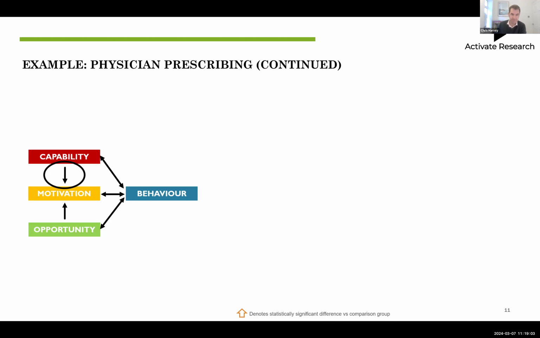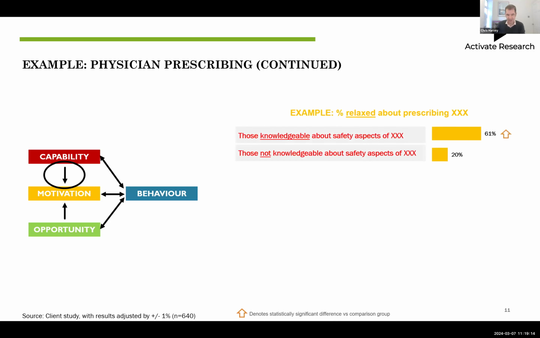So if you remember a couple of slides back, I think it was 37% said they were relaxed about prescribing this particular treatment. What we were able to do through very simple crosstabs was to break this down a little bit further and to understand why this 37% is so low. What's driving that low motivation or that low relaxation to prescribe? And what we found is that one particular thing which was really important is one of the capability performance indicators, knowledge about safety aspects, was, as predicted by the model, shown to be a very significant driver of relaxation in prescribing.